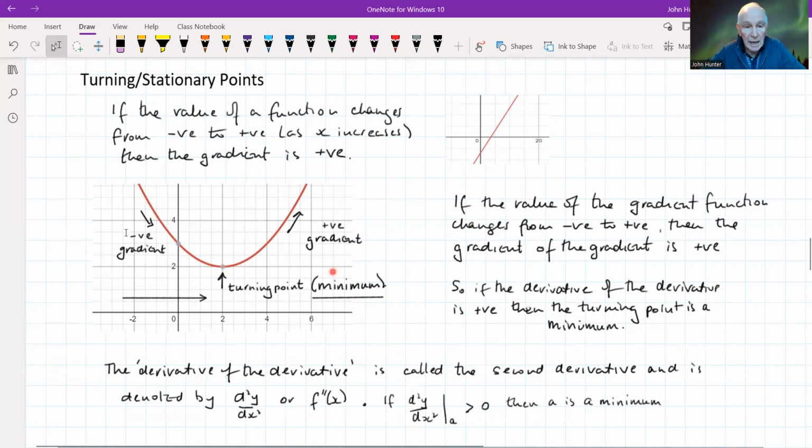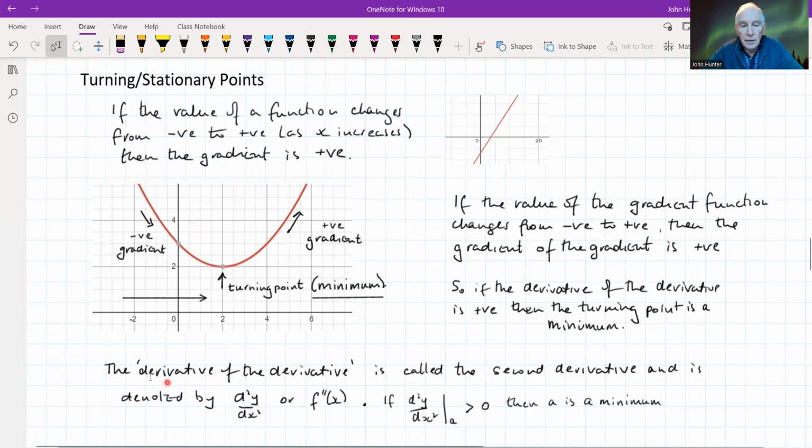Okay, but we can see here, it is an example where we're going from negative gradient to positive gradient, and the turning point here, this point here, is a minimum. Okay, and you can see that if it was the other way around, we went from positive to negative, then we'll be talking about a maximum.